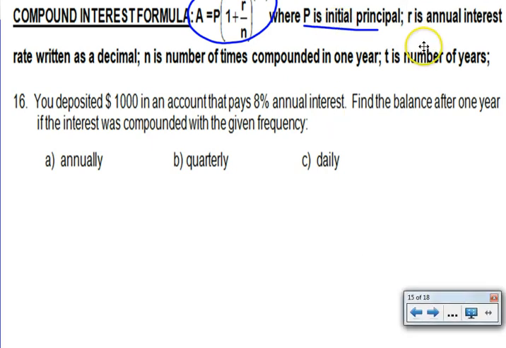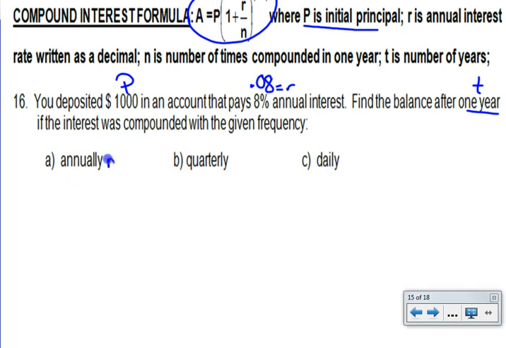R is the annual interest rate, written as a decimal, and N is the number of times that you're going to compound interest. T is the number of years. So $1,000, that's our principal, our initial amount. 8%, which we're going to write as 0.08, that's our rate. 1 year is our time. And then the N, they're going to change 3 times on us.